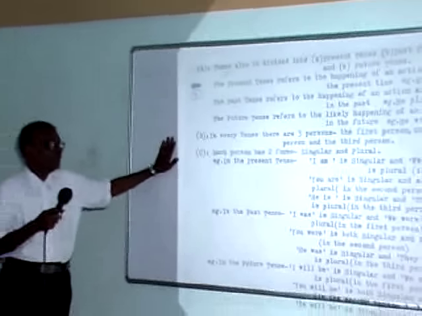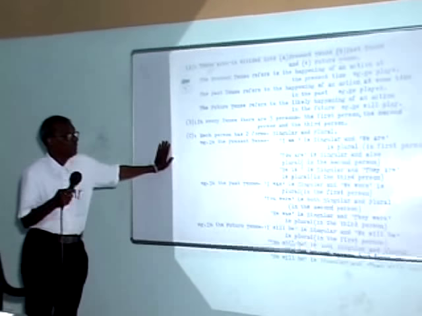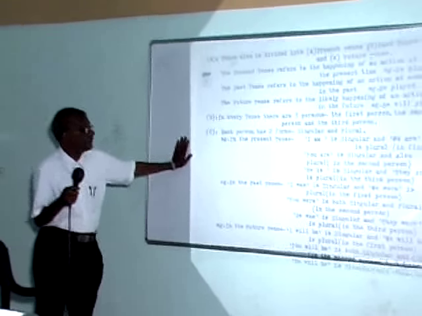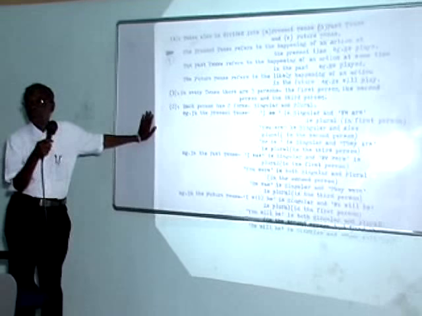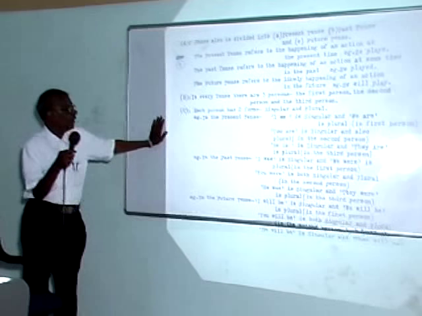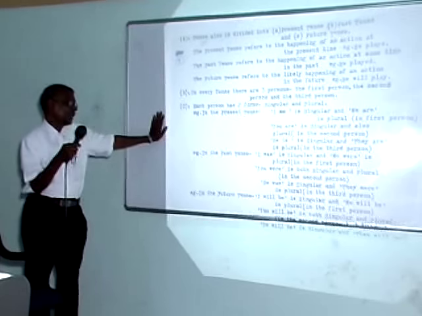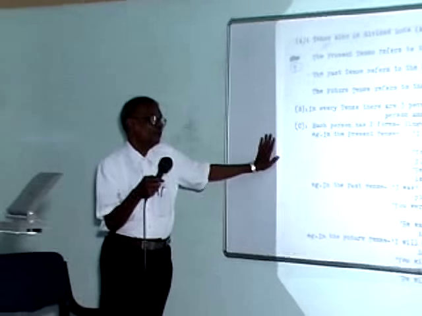In every tense there are three persons: the first person, the second person, and the third person. Each person has two forms, the singular form and the plural form. Examples are, in the present tense, I am is singular and we are is plural. That's the first person. You are is singular and also plural in the second person. He is singular and they are is plural in the third person.